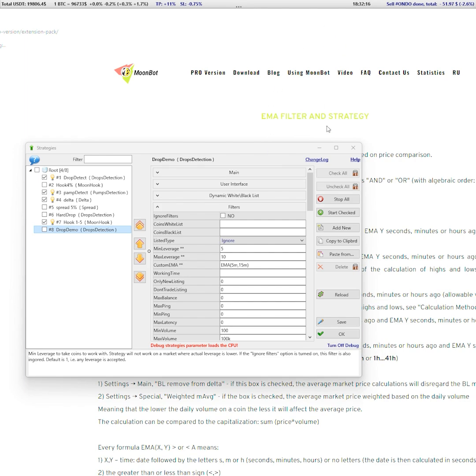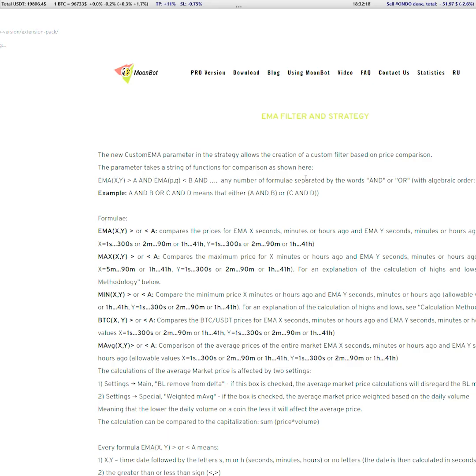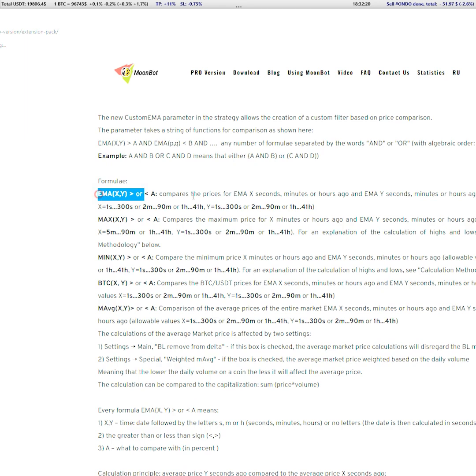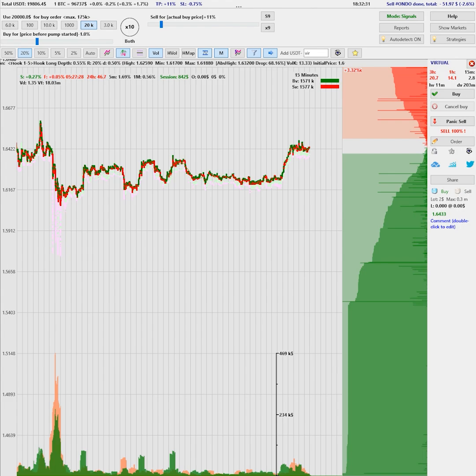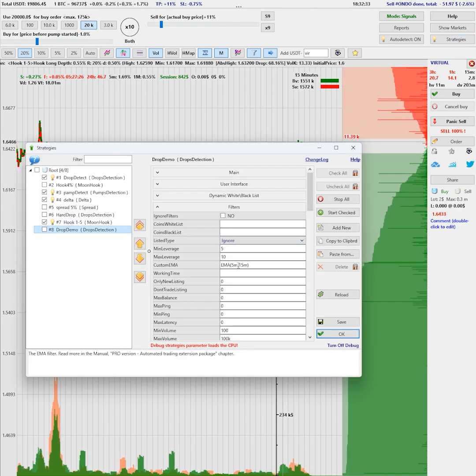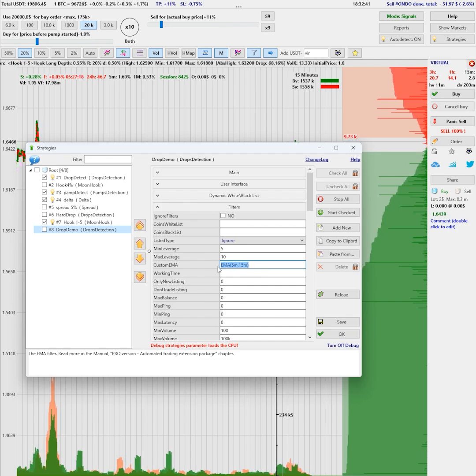This right here is described in a little bit better terms, so I recommend you read thoroughly through this part on how to set up the EMA filter. But essentially, that's the whole point. Whenever I was experimenting with it, I didn't find that EMA necessarily is very helpful. What I found very helpful is Max, because it allows you to filter out quick pumps.